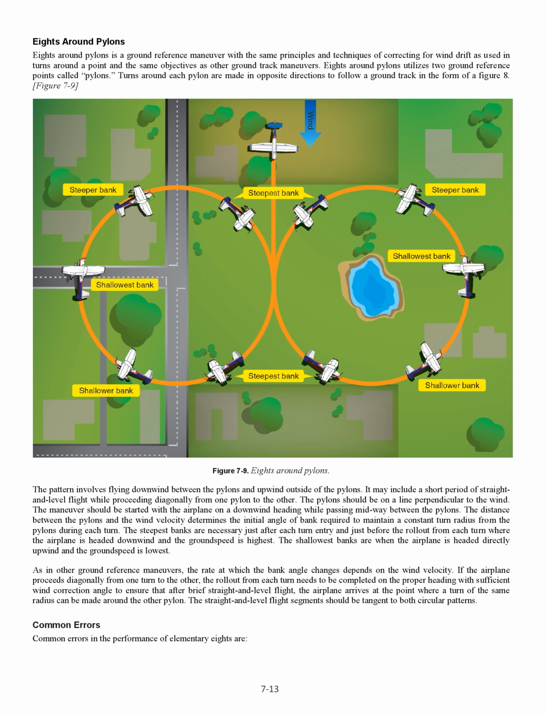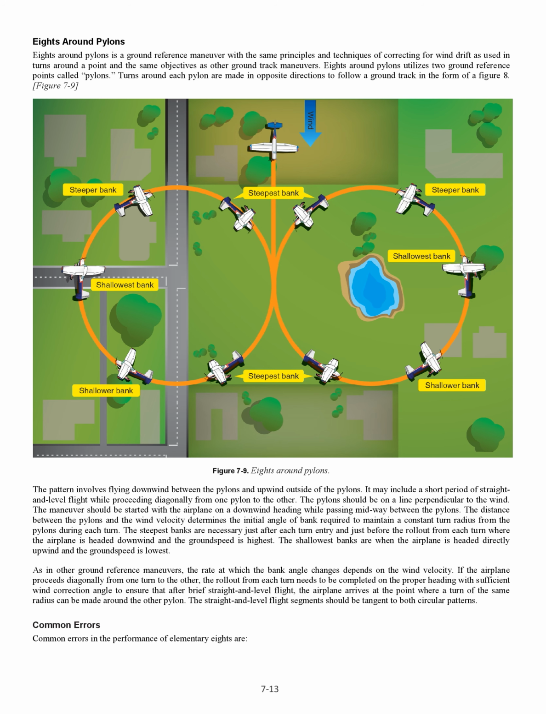Eights around pylons. Eights around pylons is a ground reference maneuver with the same principles and techniques of correcting for wind drift as used in turns around a point and the same objectives as other ground track maneuvers. Eights around pylons utilizes two ground reference points called pylons. Turns around each pylon are made in opposite directions to follow a ground track in the form of a figure 8. The pattern involves flying downwind between the pylons and upwind outside of the pylons.